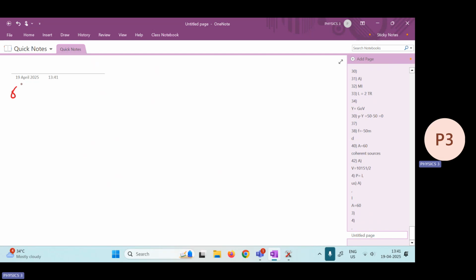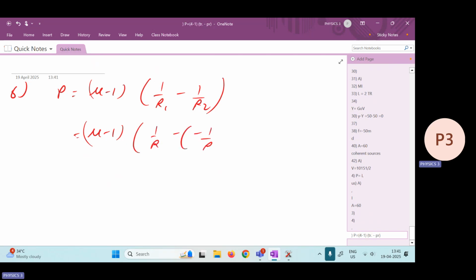The sixth question. In the sixth question, we have given an equiconvex lens of radius r is equal to 1 by 6 meters having power p. Another biconvex lens of radius r1 and r2 is having the same power p. Then, p we can write is (mu minus 1) times (1 upon r1 minus 1 upon r2). Right? Okay. So r1 and r2 are the same because it is equiconvex, so that will be (mu minus 1) times (1 upon r plus 1 upon r), so that will be 2 times (mu minus 1) upon r.